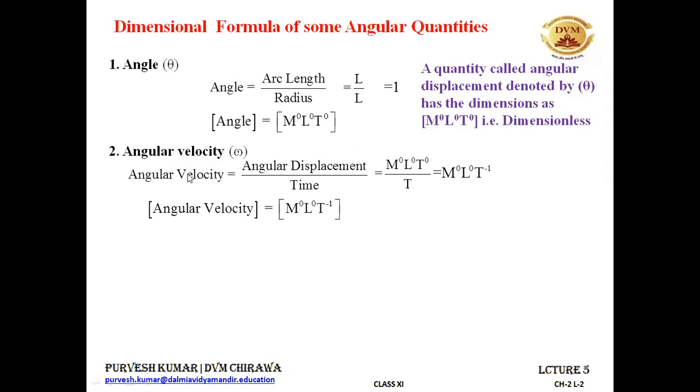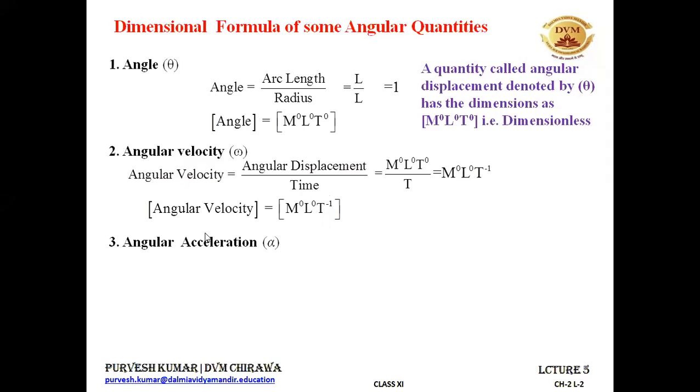Very simple. Angular velocity is angular displacement upon time, and you can write it as m0, l0, t0 upon t, and then solve it. This is the dimensions for angular velocity. You need to remember this final result. Velocity is different from angular velocity. The dimensions for velocity are L t minus 1, but for angular velocity it is m0, l0, t minus 1. So here L does not have any dimensions, but in the case of velocity we have one dimension of L also, that is L t minus 1.